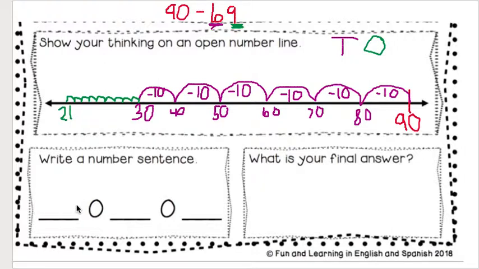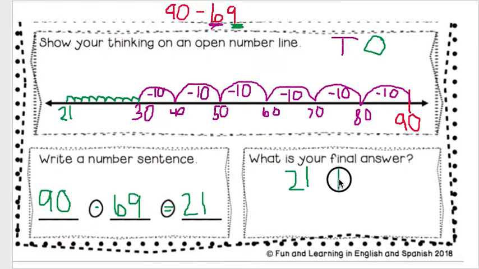Now we take our equation from the first one and we make it into a number sentence. And we're going to put 90 minus 69 equals, and we have our answer now, which is 21. So what is your final answer? 21, but remember when we do a word problem, we have to have a word afterwards. So it's going to be 21 bees because that is what the problem is talking about. 21 bees.